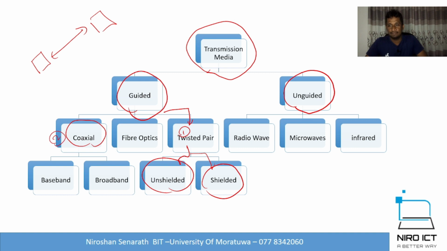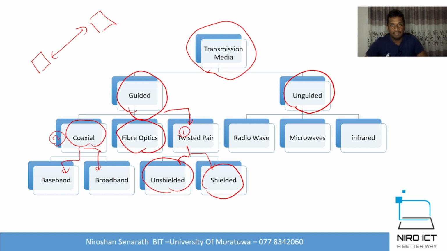That's the second thing. It can be categorized into two parts according to the transmission signals: baseband signals and broadband signals. Fiber optic is different from the others because it transmits light waves and its speed is also high. We will learn them one by one.